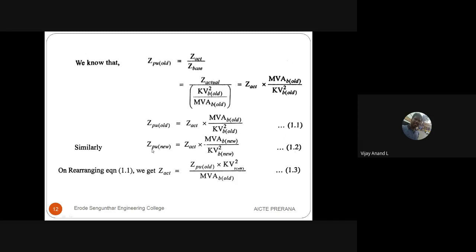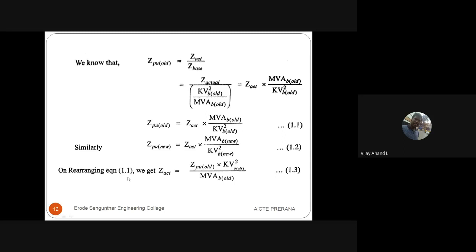Similarly, we have found out old, and now we go for new. We just replace old by new. That is ZPU new is equal to Z actual into MVAB new divided by KVB square new. This is taken as equation number 2.